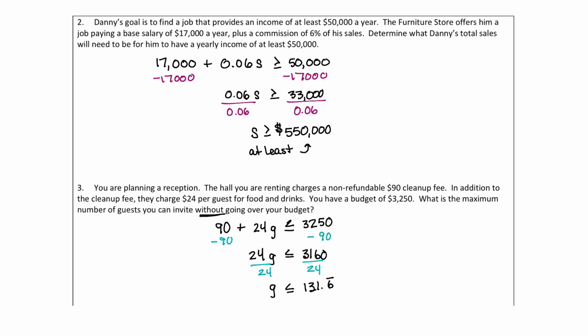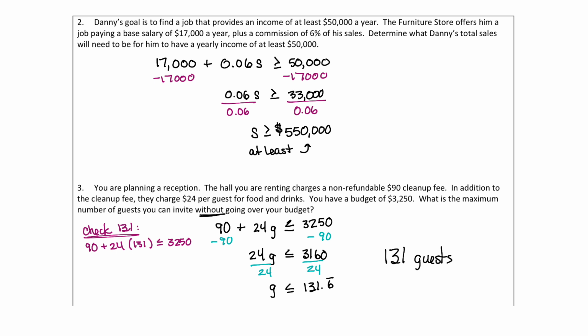I have to use 131 people, 131 guests, because 2/3 of a person would make it even. If I do a whole person, it will be too much. Okay, let me show you both of those checks.